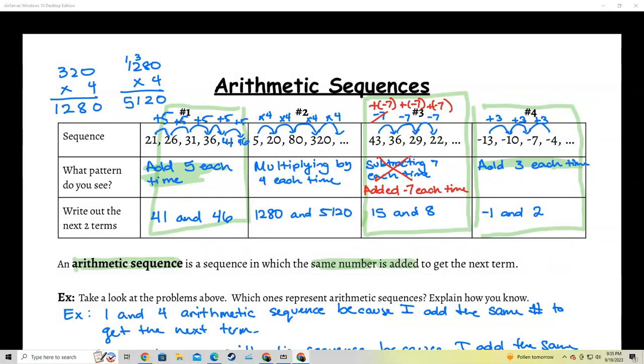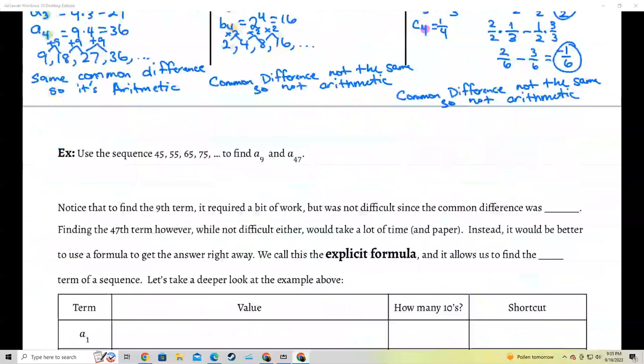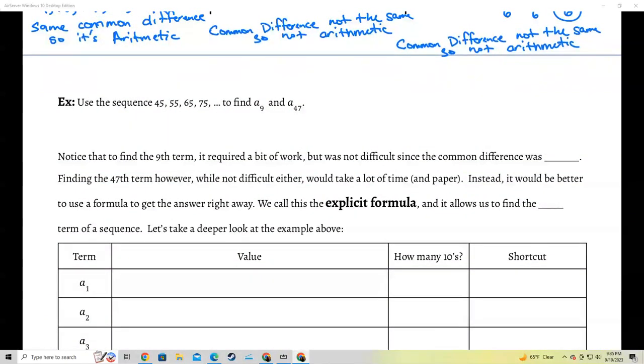Okay, this is going to be the second part to arithmetic sequences. Yesterday we did the front page, and today we're going to be doing the back page. It says use the sequence 45, 55, 65, 75 to find a sub 9 and a sub 47. So let's see, it looks like here I'm adding 10 each time. So this is going to be a plus 10, plus 10. Yep, this is working out, plus 10. And it says I want the ninth term.